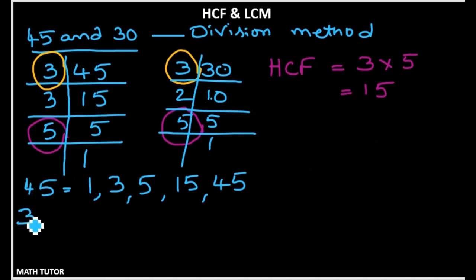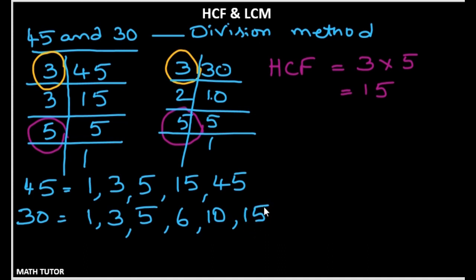And coming to 30, 1 is a factor, 1 times 30 equal to 30, then 3 times 10 equal to 30, then 5 6s are 30, and 6 5s are 30, and then I can go for 10 times 3 equal to 30, and 15 times 2 equal to 30, and 30 times 1 equal to 30. So I have written all the factors for 45 and 30.